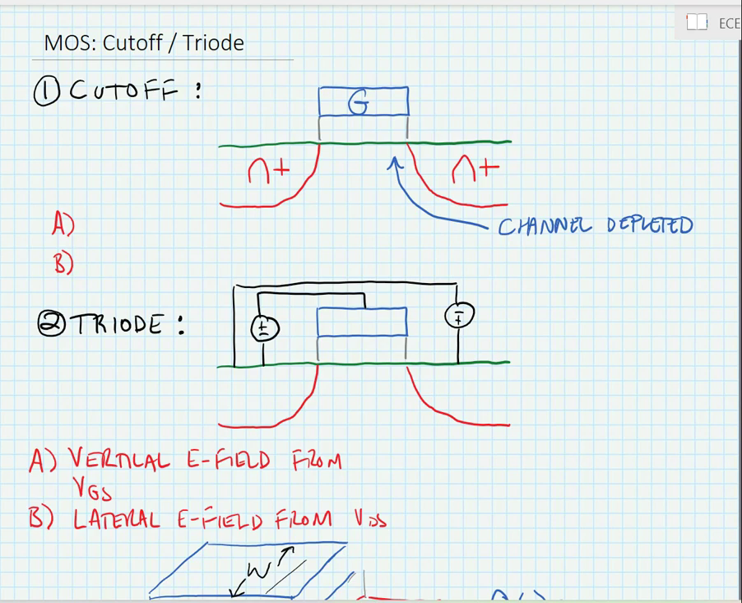Now this occurs when VGS is less than the threshold voltage, VTH. And in this mode, we say no current flows.